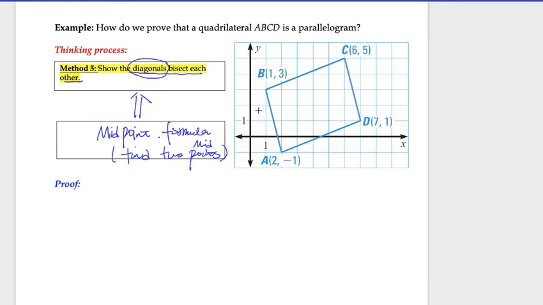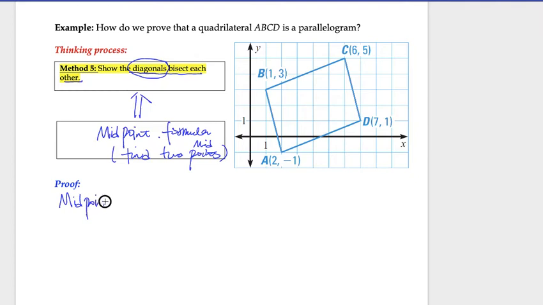So diagonals, as we mentioned, connect two opposite angles, from A to C and from B to D. Even if we do not have this on the graph, we can still focus on that. Without graphing, we can still find the midpoint of AC and the midpoint of BD. So let's do the proof.